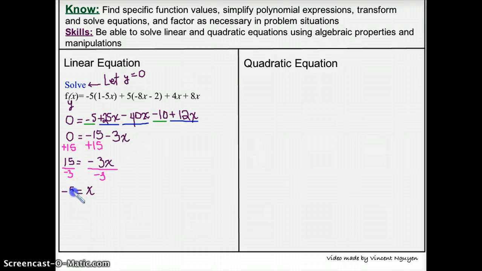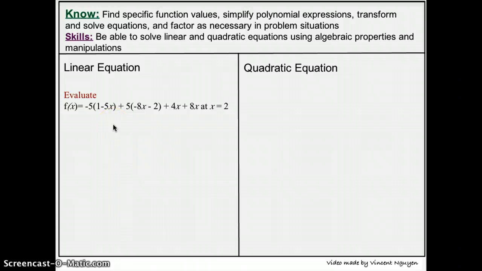As you can see, in order to solve this equation, we used a lot of algebraic properties: combining like terms and the distributive property. And one thing we need to remember always is that when the direction asks you to solve a function, it means let y equal 0, and then you can find out what x is. Alright, so let's look at another scenario with linear equations.